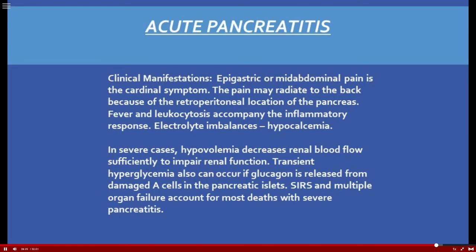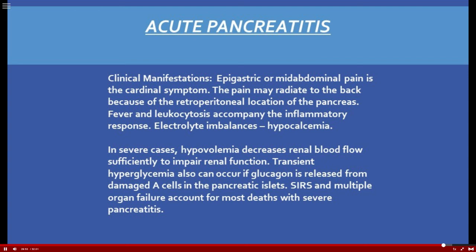All right, so let's talk about acute pancreatitis, and we're going to finish up part 1 here. Then you can go ahead and listen to part 2. But acute pancreatitis, clinical manifestations: epigastric or mid-abdominal pain is usually a very common symptom. Fever and leukocytosis accompany the inflammatory response.